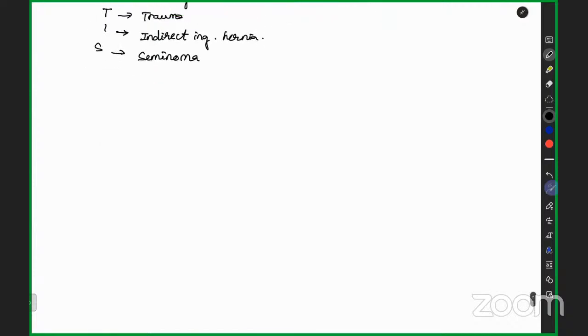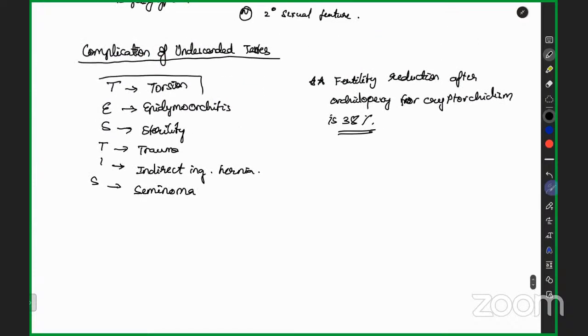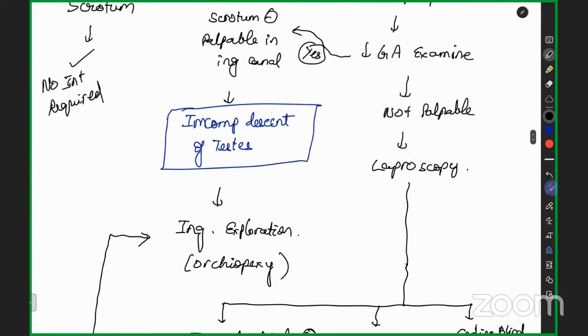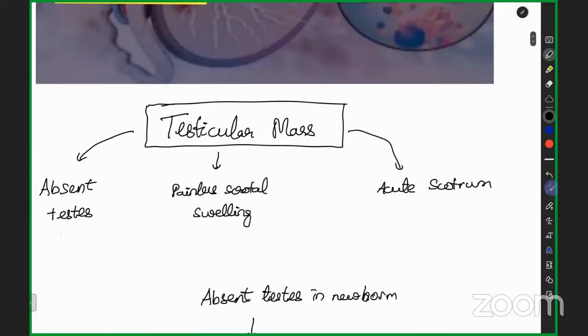So I told you, what does the T stand for? The first T stands for testicular torsion. How does the patient come to you? In testicular torsion, the patient comes in the mood condition. Any problem in the testis, we can divide into the mood category.